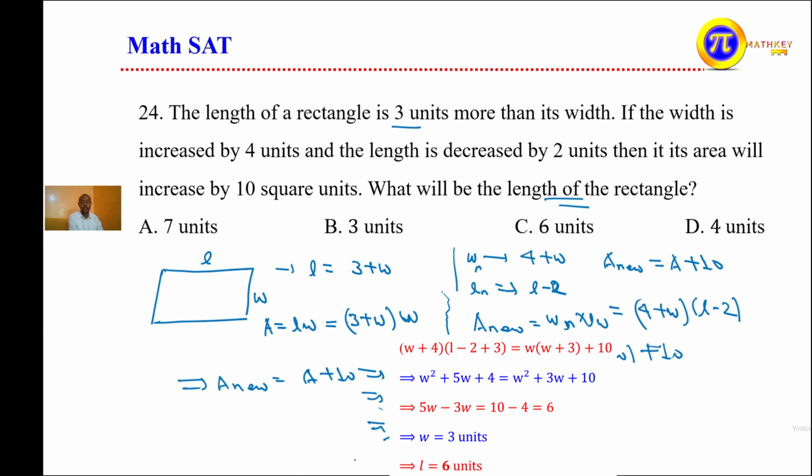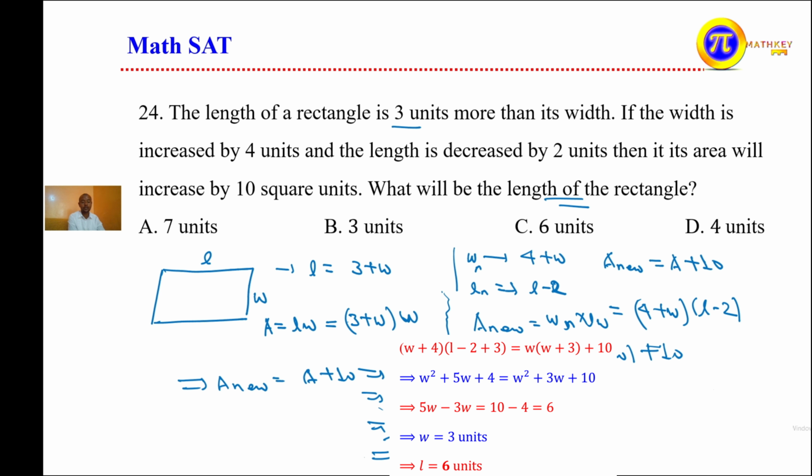So let's collect the W's together. That means 5W minus 3W is 2W, where W means the width, is equal to 10 minus 4, which is 6. So what is the width? W is equal to 6 divided by 2, that is 3 units.